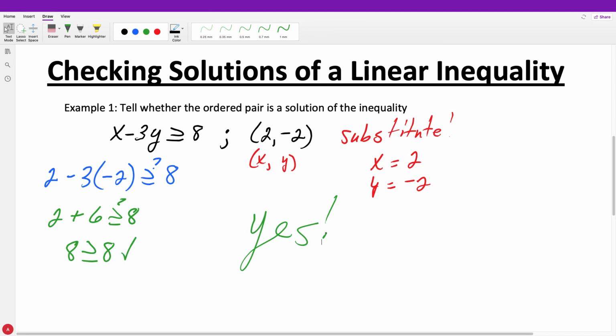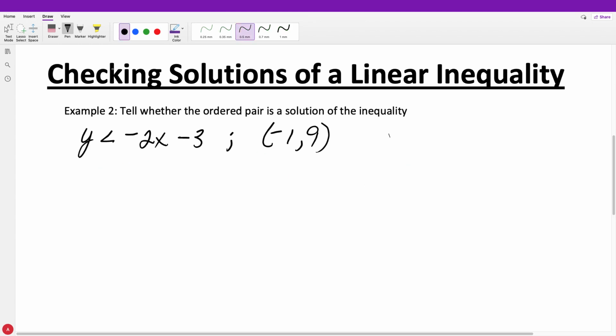So to determine if something's a solution or not, you simply just need to substitute it in, work out all the math, and see, does it give me a true or a false statement? Does it satisfy it or does it not? And if it does satisfy it, it is a solution. All right, let's go ahead. We're just going to do one more like this.